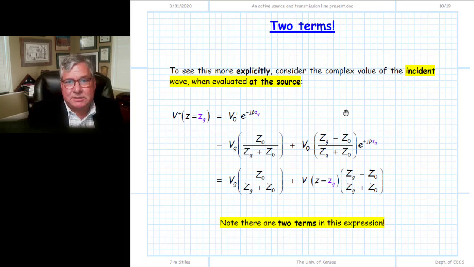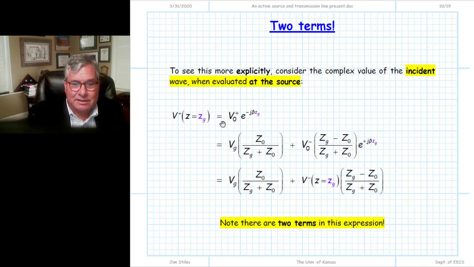To see this more explicitly, hopefully, let's evaluate the plus wave voltage. We determine the expression for the plus wave voltage and evaluate it specifically at the location at the beginning of the line where the source is attached, at this index ZG, whatever that value happens to be. Notice this value is not equal to V0 plus. V0 plus is the value of the plus wave voltage when evaluated at the index location Z equal to 0. And generally speaking, this ZG will not be 0.